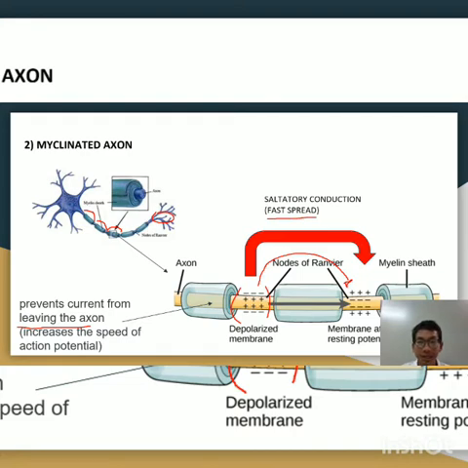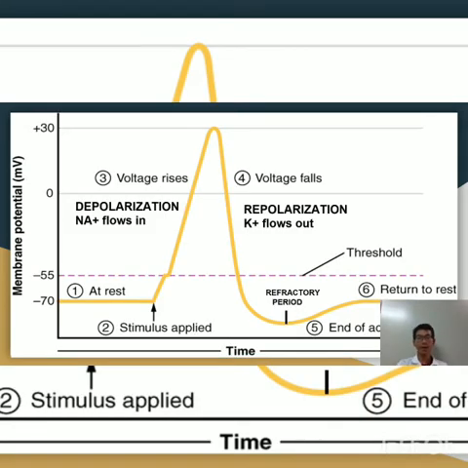Okay, it will reach the axon terminal in a shortened time, what is called fast transmission. It will jump over the nodes, over the myelin. So that's why we know. Next, we can see it based on the graph. So this is a graph based on the action potential.